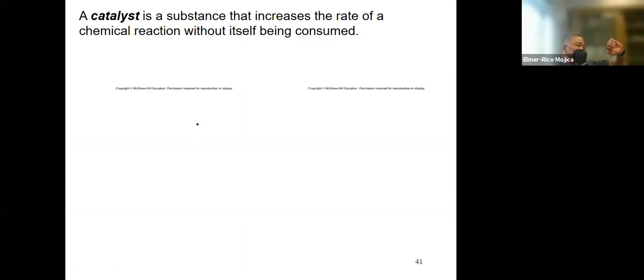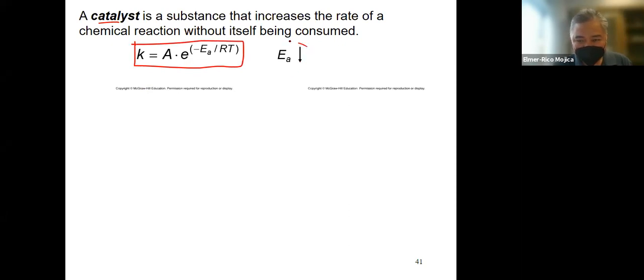And then in addition to that, we also have this substance known as the catalyst. So what does the catalyst do? The catalyst just hastens the reaction. It's a substance that increases the rate of a chemical reaction without being consumed itself. And the way it affects what we call the Arrhenius equation, it lowers the activation energy. So if the activation energy is lower, the rate constant increases.